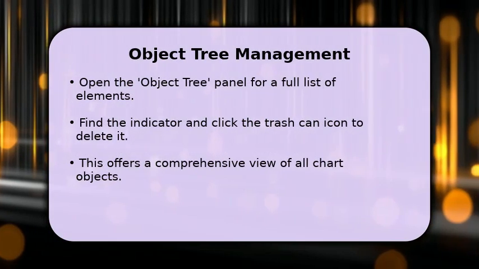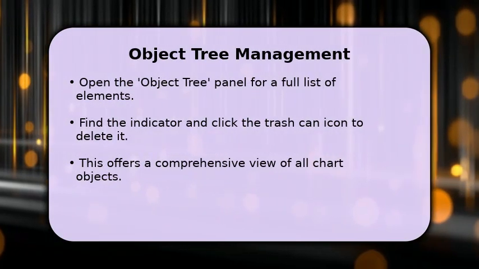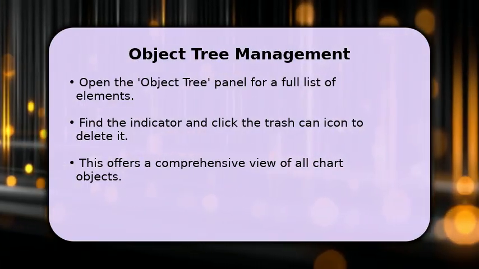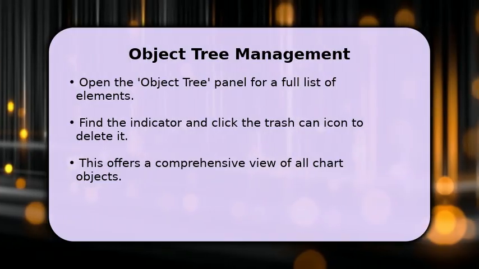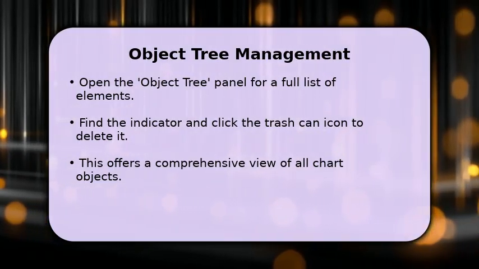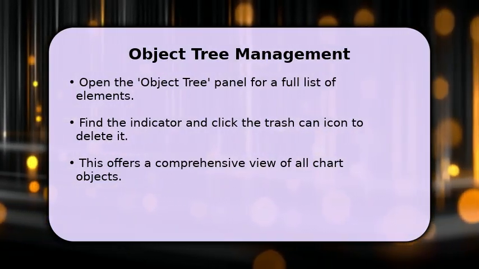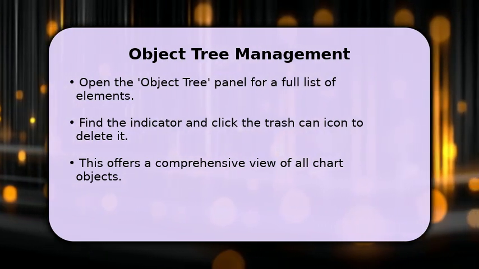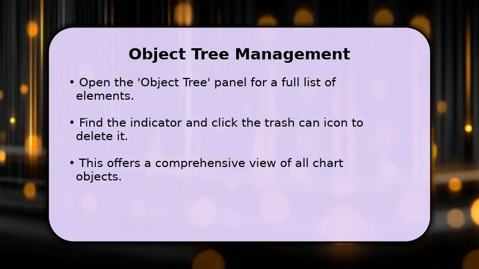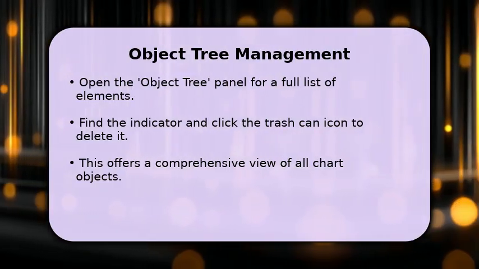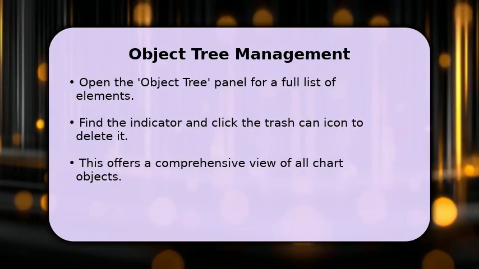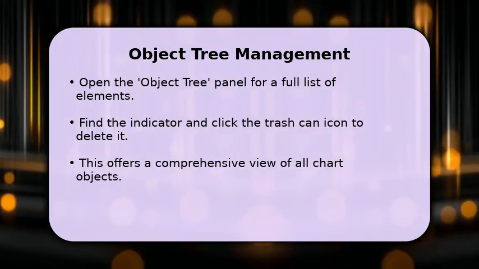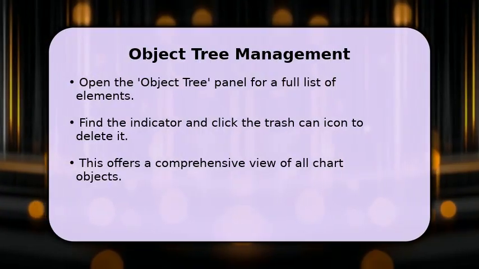For a more comprehensive overview, utilize the Object Tree panel. This feature, often found on the right toolbar, lists all elements on your chart, including indicators and drawings. Open the object tree, locate the indicator you wish to remove, and click the trash can icon next to its name. This method provides a detailed way to manage all your chart objects, offering excellent control, especially on complex charts.